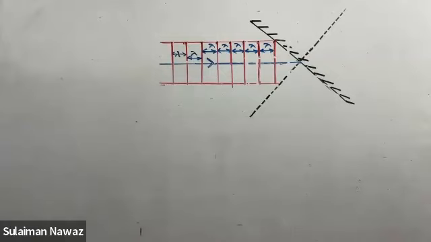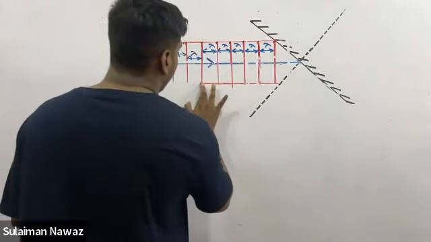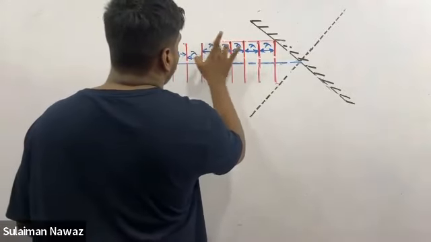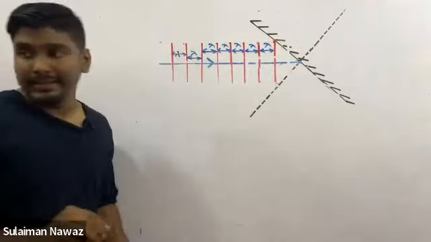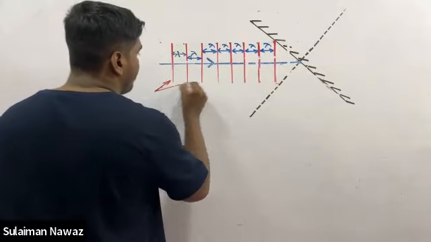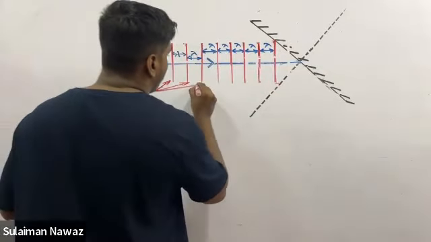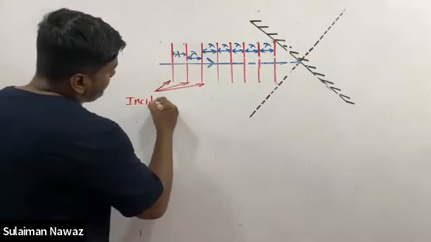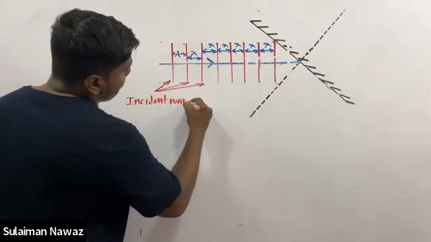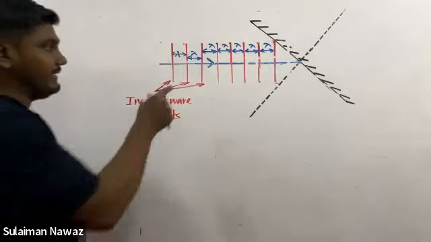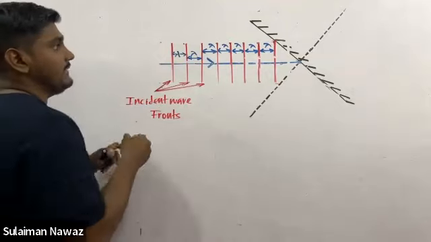Right. So we call these wave fronts incident wave fronts. Then what do we call this one? Incident ray. So this one is the incident ray.